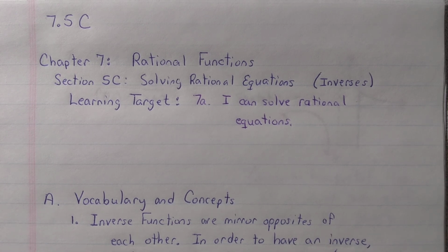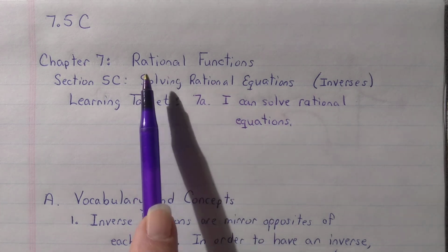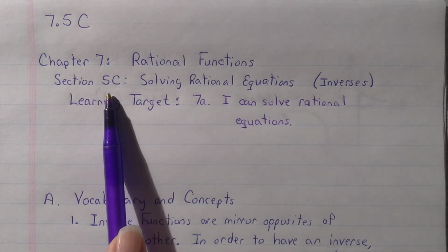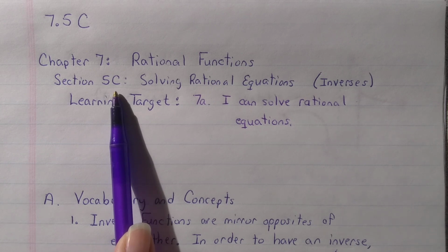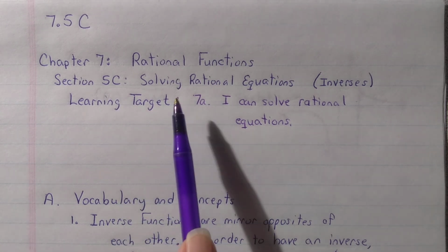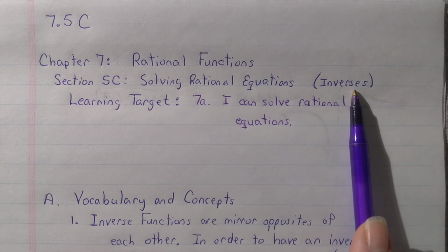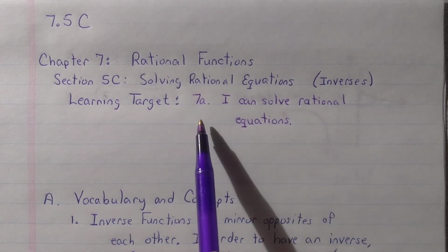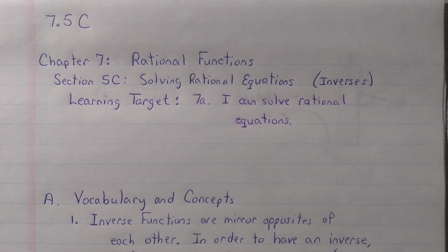Okay, here we go. Today we will be tackling 7.5C. That is Chapter 7, Rational Functions, Section 5, Part C, which is the last part of Section 5. Solving rational equations, and we'll be working specifically on inverses. Our learning target is 7A. I can solve rational equations.